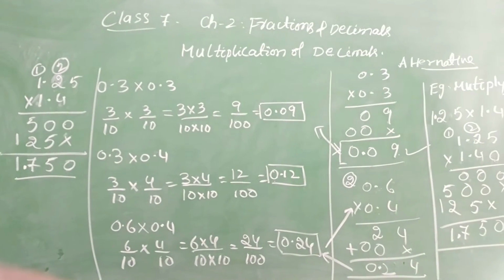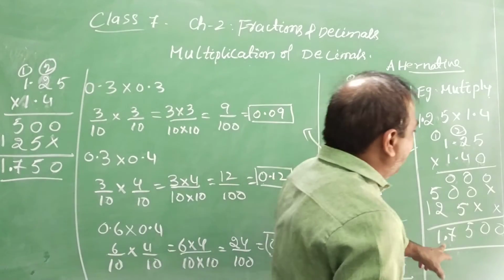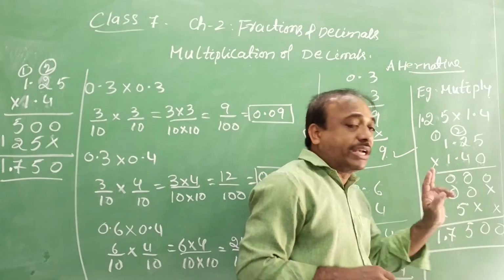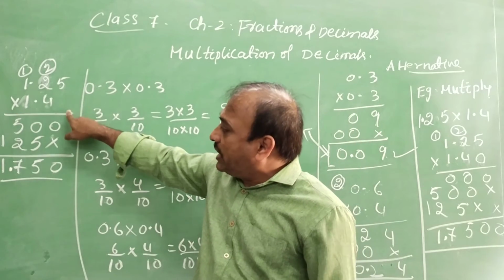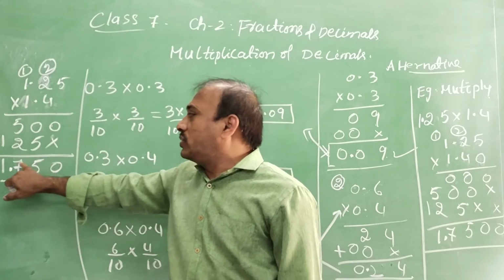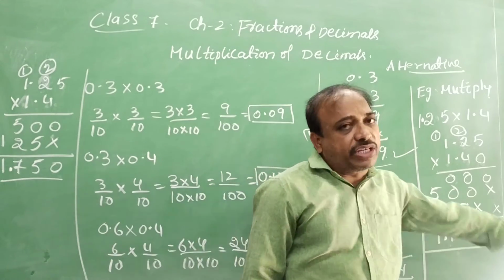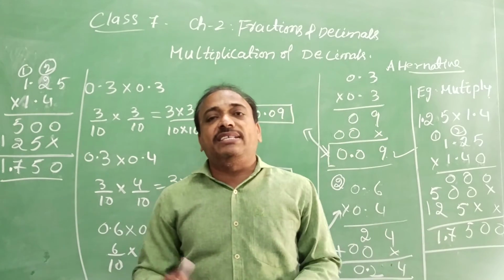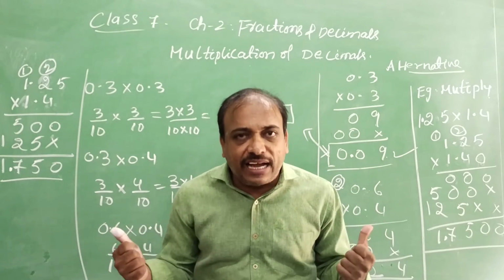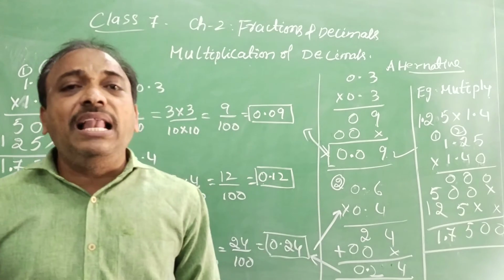You see the same question here, as we converted into like decimals, we placed 4 and counted. But here, without converting into like decimals, we counted 1 2 3 and got 1.750. Both give the same answer, the exact answer. I hope it is clear to you how to multiply a decimal number by a decimal number.